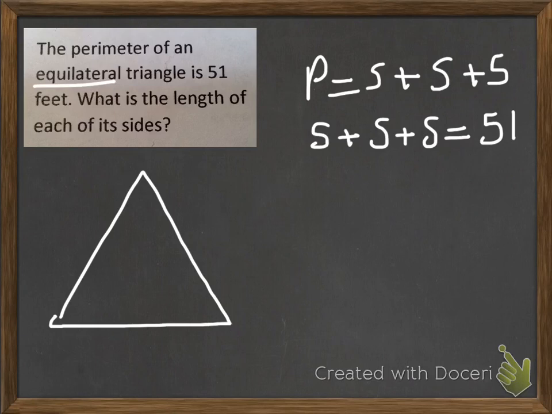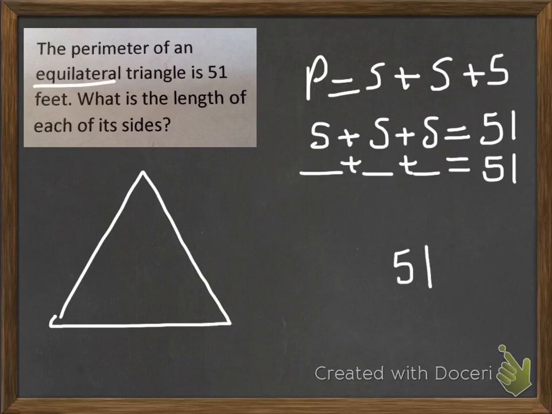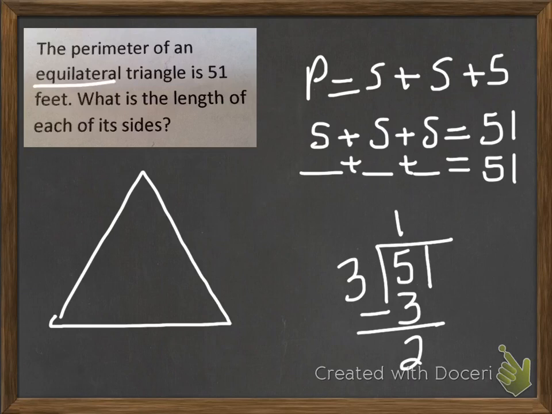That means that I need to find each side, right? So something plus something plus something equals 51. And I can do that by taking 51 and dividing it by the number 3. So 3 will go into 5 one time. 1 times 3 is 3. Subtracting, I get 2. 3 is larger than 2, so I bring down the next number.